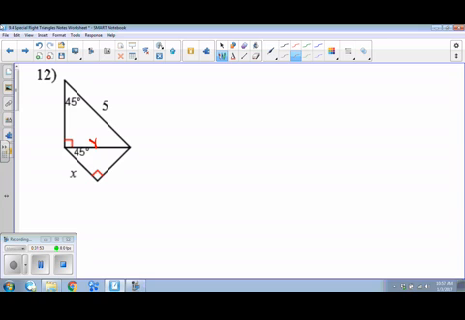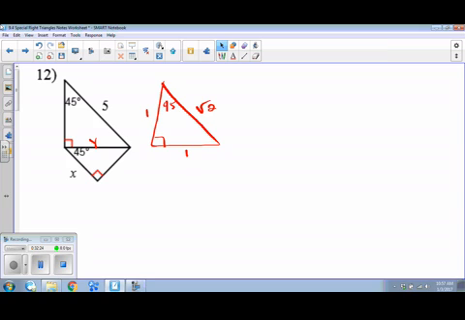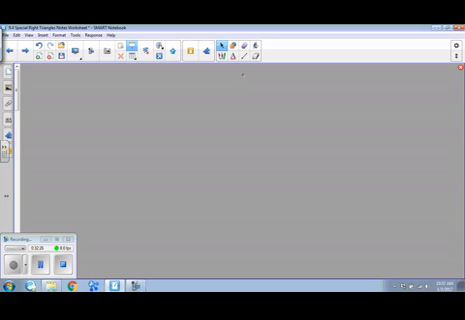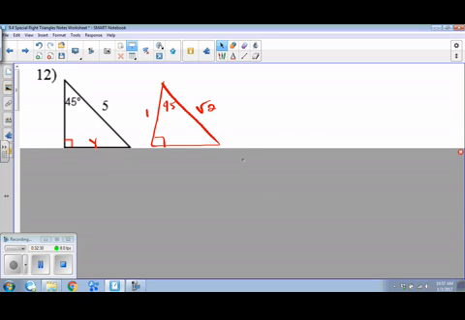Now, if this is our 45, 45, 90, which it is, let's compare it to this. This is the basic 45, 45, 90. It's 1, 1, square root of 2, right? That's the pattern. So 1, 1, square root of 2. For right now, we're pretending like this doesn't exist. We'll pretend like it's just that. And so that was 1.